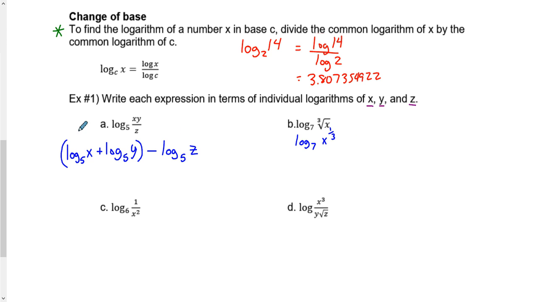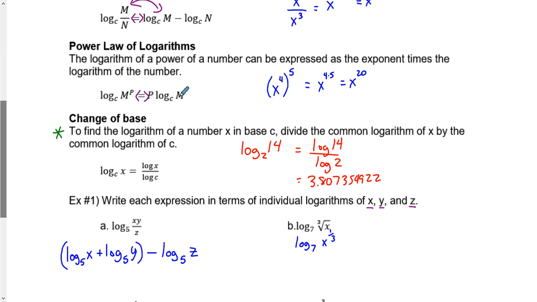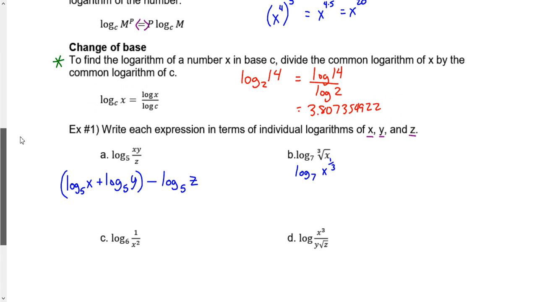What happens with that 1/3? Well, if we have something with an exponent, it just gets multiplied out in front. So we'd have a 1/3 log base 7 of x. So that 1/3 just goes in front. Now we have it completely individual. We just have that x.